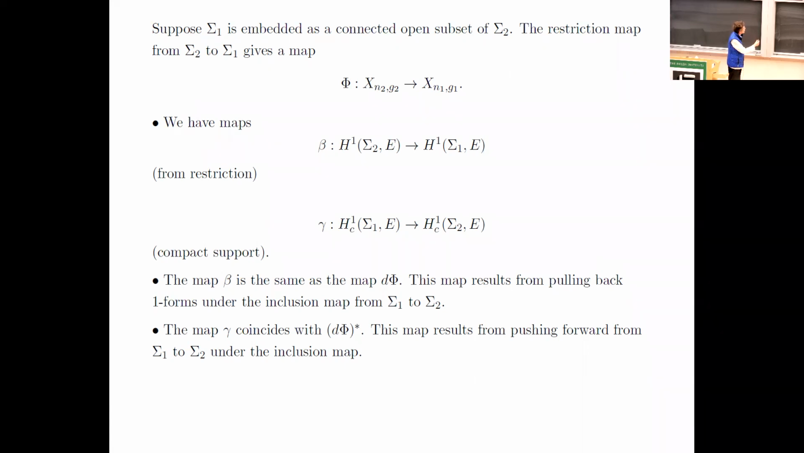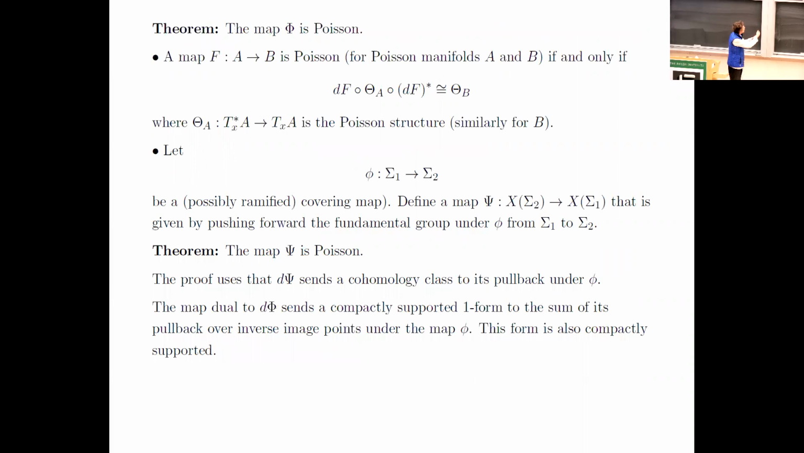This map results from pulling back one forms under the inclusion map from sigma 1 to sigma 2. The map gamma really corresponds to the dual of that map. And this results from pushing forward compactly supported one forms from sigma 1 to sigma 2 under the inclusion map. So our result is that this map is Poisson.